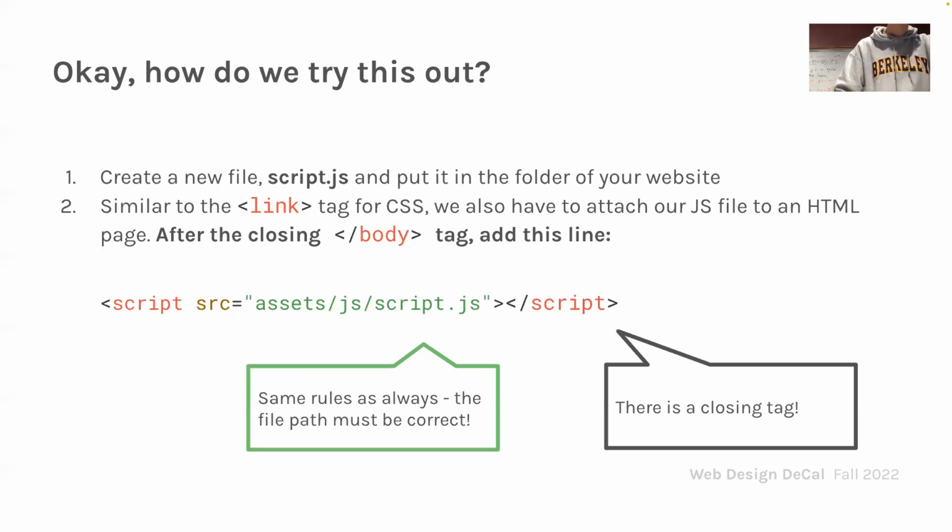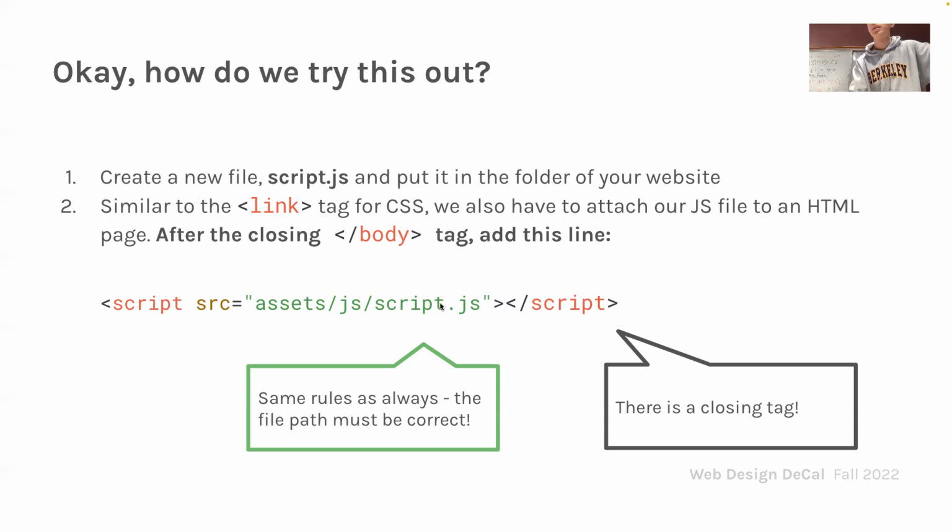Okay. So similar to how we link a CSS file to our HTML, with CSS we use the link tag, whereas with JavaScript, we're going to use script. Also, just standard naming conventions, your JavaScript file should be called script.js. JS is just short for JavaScript. You'll add this right after the closing body tag. And then just follow this format. You can pretty much copy paste this.